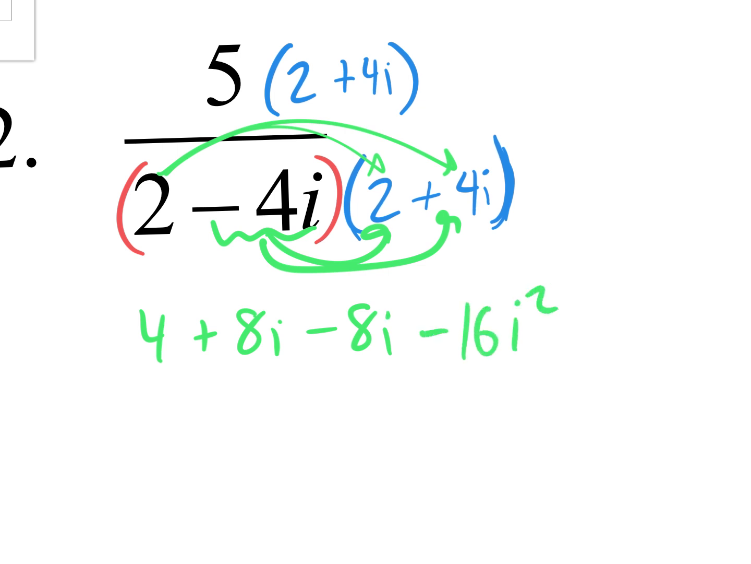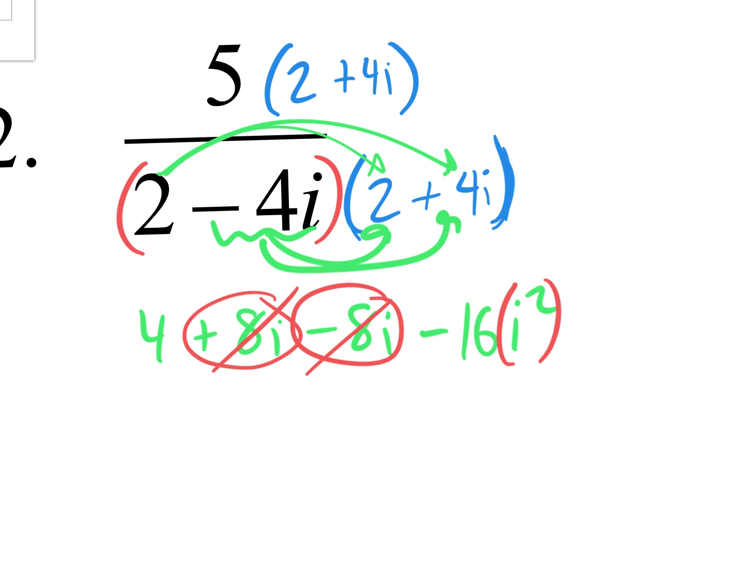And like I mentioned earlier, the middle terms will always eliminate. They're exact opposites. The i squared becomes a -1. So you really have a negative 16 times -1. That becomes a positive 16. What about that 4? Bring it down. Your denominator is 20. No more i's, no more binomials. A simple, nice, beautiful answer.